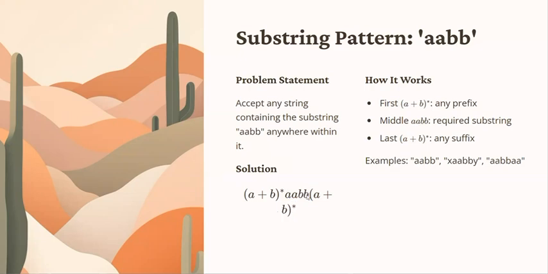A's or B's. Here, first (A + B)* means we can have any number of A's and B's. We have any prefix. Then in the middle, we can have the required substring, that is AABB. At the last, we have the suffix (A + B)*, which gives a combination of any number of A's and B's. There are some valid examples for this problem statement: AABB, any number of A's or B's followed by AABB followed by Y, and AABBA.